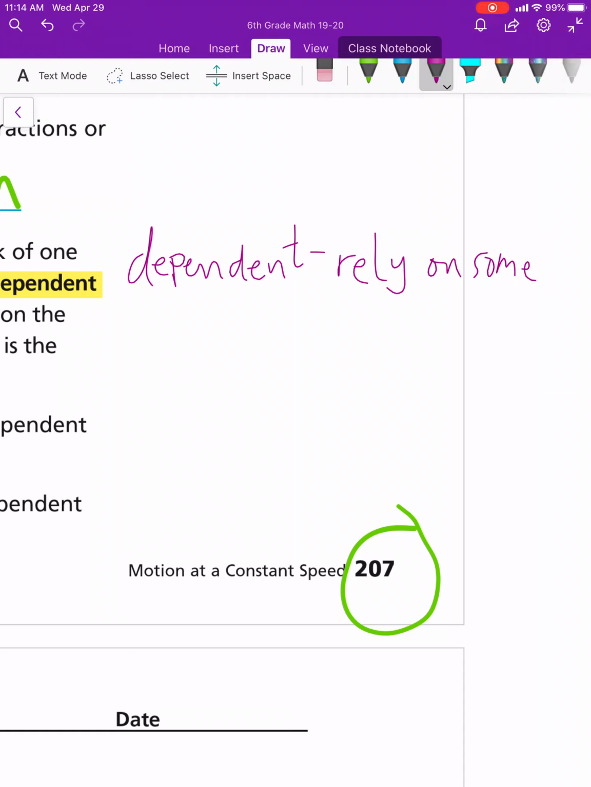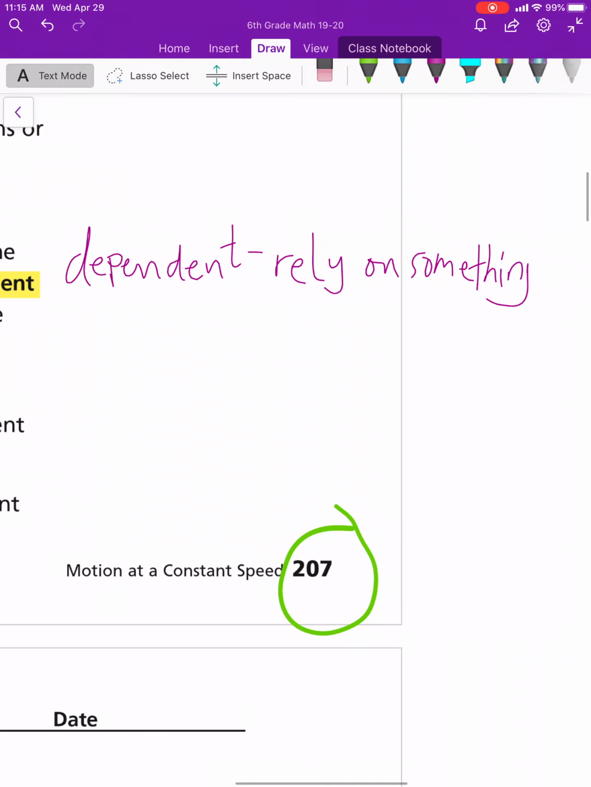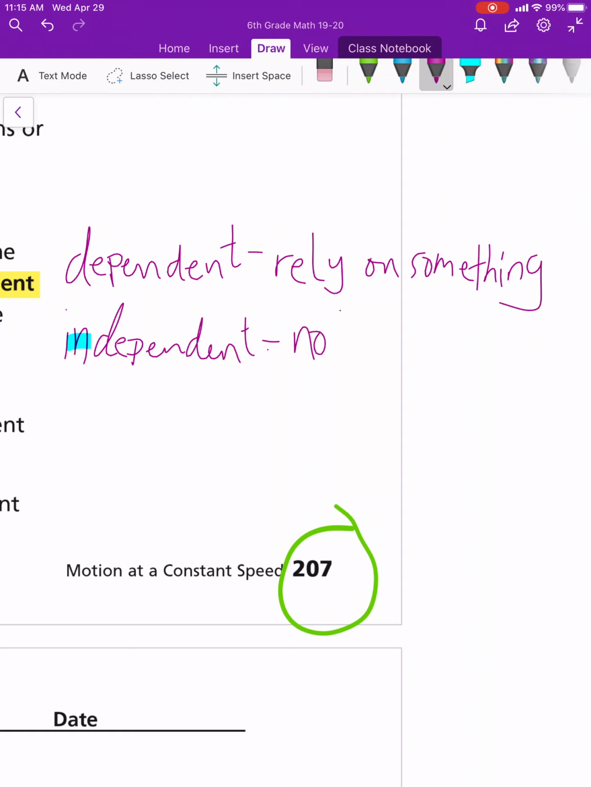So this variable is going to depend on what happens to the other number. Okay, we're going to redo that because sloppy is bad. All right, so that's dependent. Independent, remember when we studied prefixes, a prefix is a group of letters that comes before a word. This prefix means not. So it means literally not dependent or not reliant. It does not rely on anything.